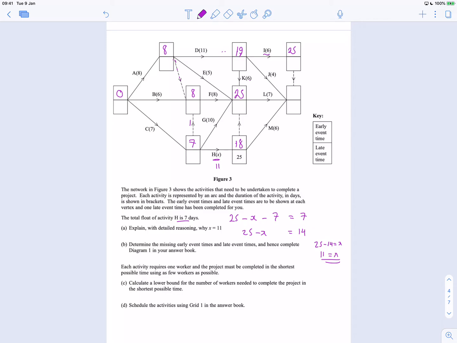Now if I look at this last stage here, then 18 plus 6 is 24. 25 plus 7 is 32. 19 plus 4 is 23. 25 and nothing. So out of 25, 23, 32 and 24, 32 is when all 4 of the things will be done by. So the earliest this can be is 32. So let's take this as 32 going backwards.